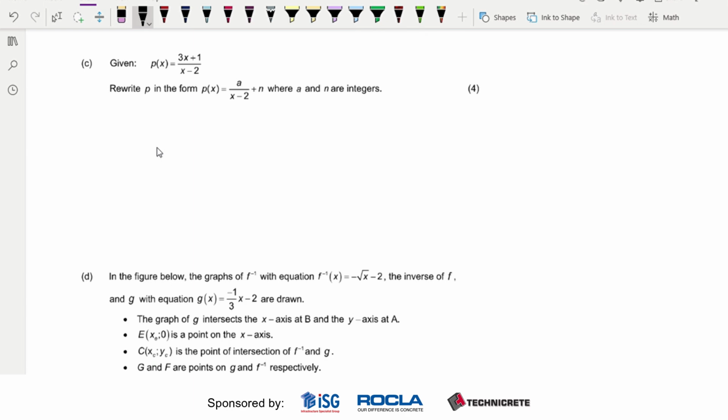Let's go over to question C. We're given p of x, which is equal to 3x plus 1 divided by x minus 2. We're asked to rewrite p in the form p(x) is a over x minus 2 plus n, where a and n are integers. So we're going to use polynomial long division to get to this rewritten form.